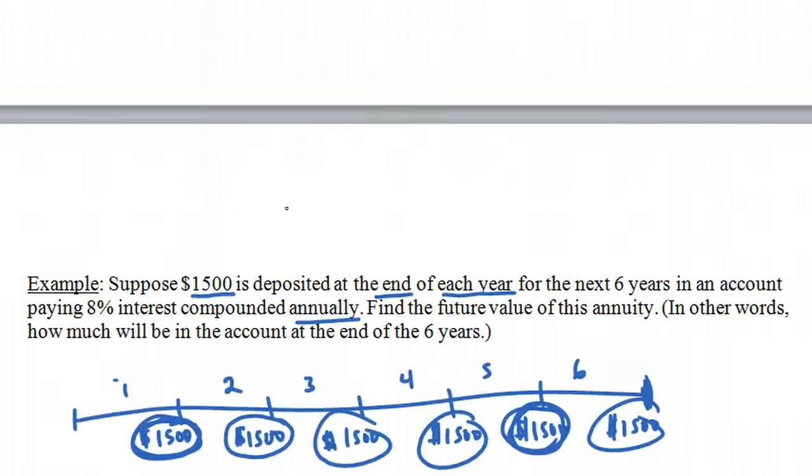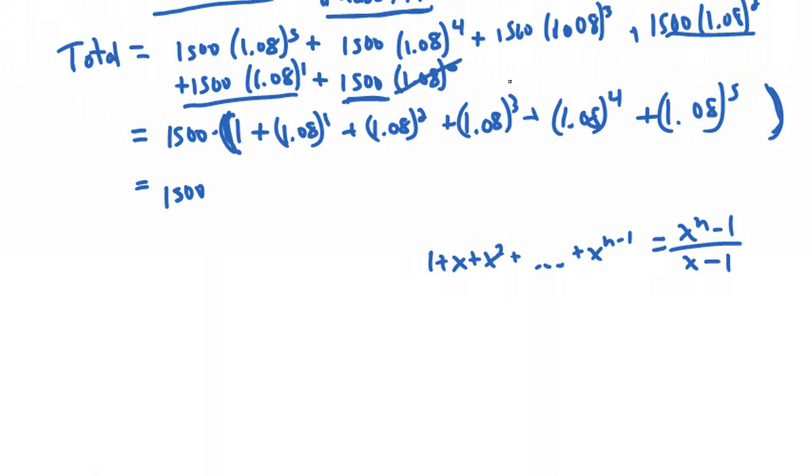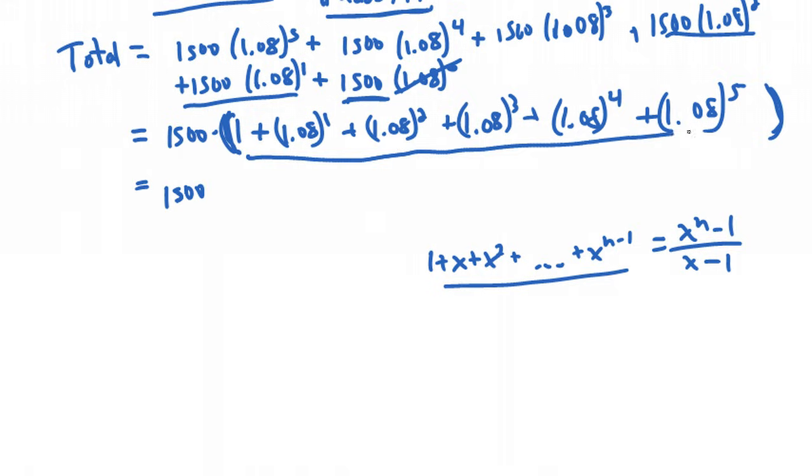So let's write this out. This is really 1,500. And remember, let me write the formula again. 1 plus x all the way up to x to the n minus 1 equals x to the n minus 1 over x minus 1. So notice our n actually would be 6. You might think, well, I thought n was 5 here. Well, that's the n minus 1. What's inside the parentheses here is going to correspond to this, where the x is 1.08. And the n minus 1 is 5, so n is actually 6.